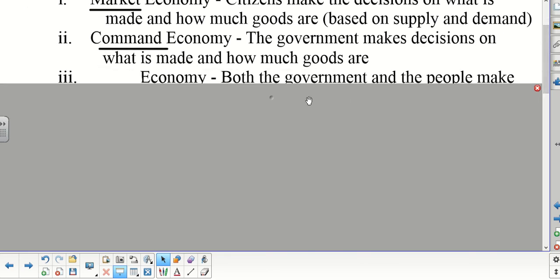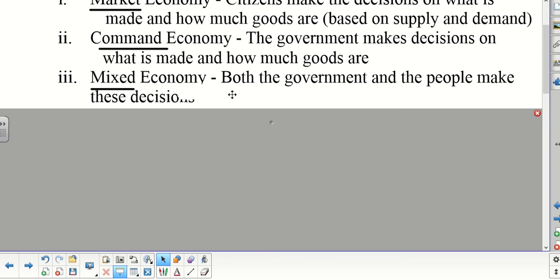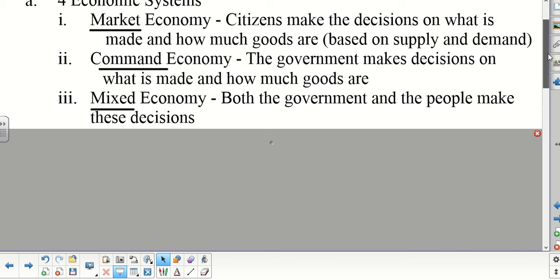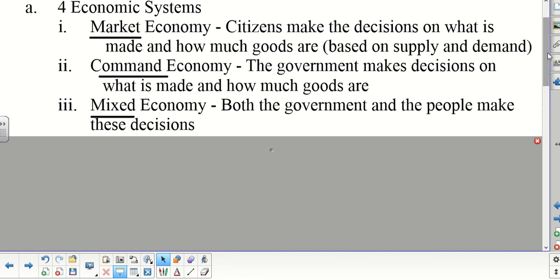Now, there are some countries, and to some degree, you could even say this a little bit about ours. We're primarily a market economy. But whenever you have a little bit of both, you're a mixed economy. So if the government is making some decisions and the people are making some others, that's a mixed economy. I don't want to confuse you and say the United States, but I guess if you get technical, we have public schools. We're providing them, but there are private schools as well.